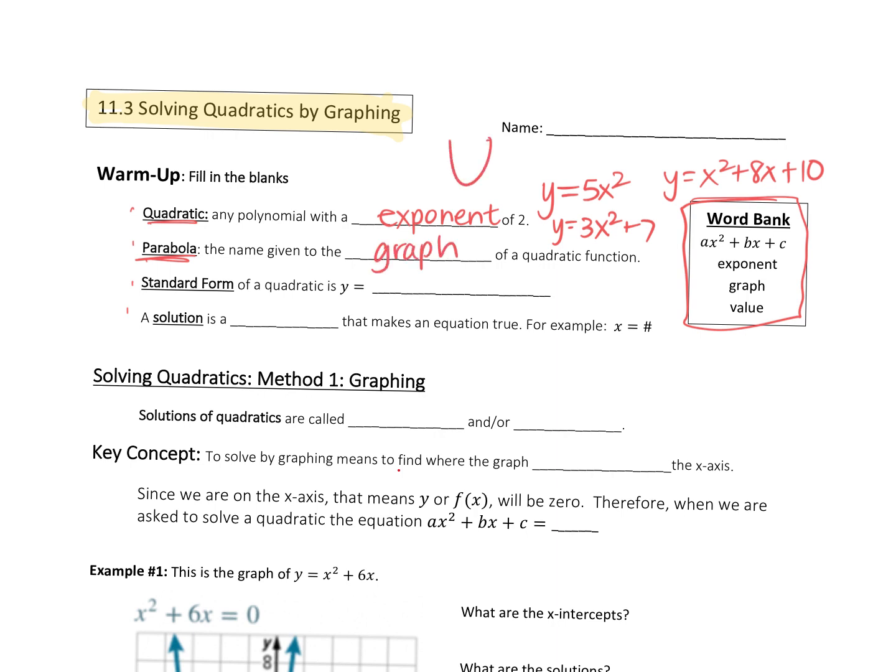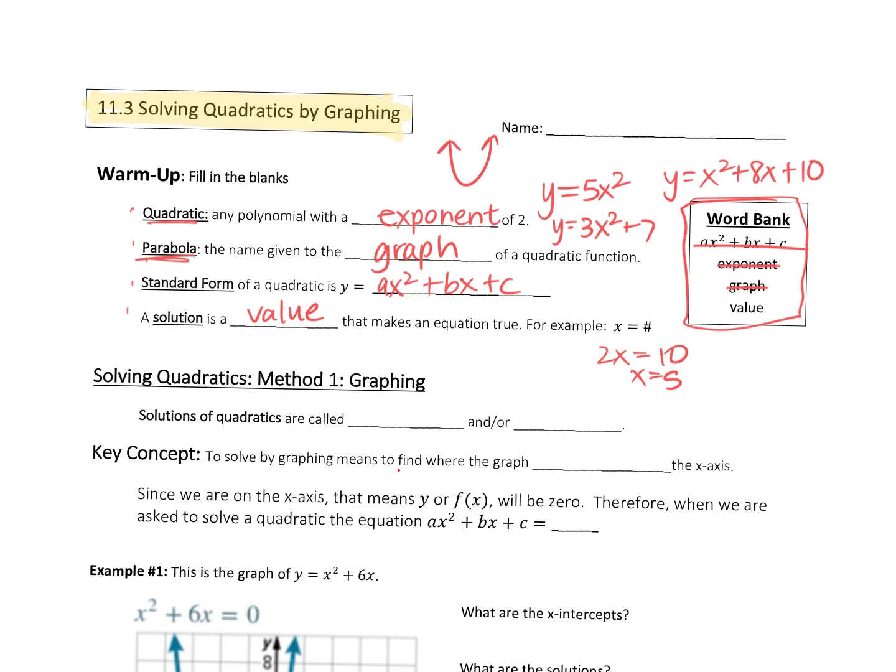So the parabola is the actual U-shaped curve. Standard form, we have talked about this already. It's ax squared plus bx plus c. And then a solution, this will be new. You guys have talked about it before though, but a solution is a value that makes an equation true. So if I was solving like 2x equals 10, my solution is 5 because that makes the equation true.